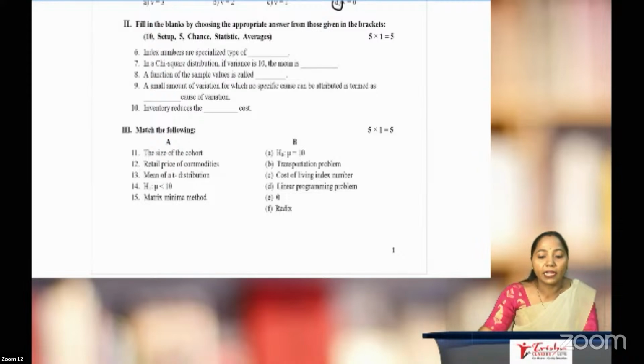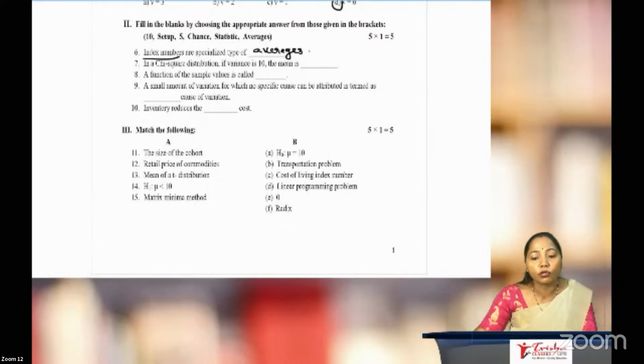Roman number 2, fill in the blanks. First question is from index number. Index numbers are specialized type of averages. Now, last year, you had studied a few averages like mean, median, mode, geometric mean, and harmonic mean, where there was one rule that whenever the data is given to us, the units of measurement should be same. Whereas index number is an average where the units of measurement need not be same. So it is called specialized type of averages.